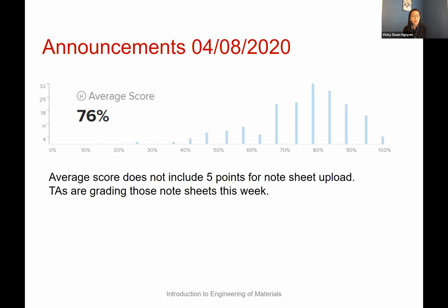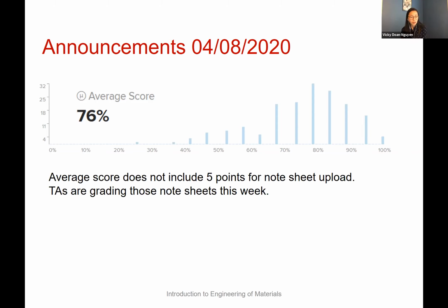I should note that the average score and also the raw scores that you see here are just from the exam. So they don't include the 5 points that were allocated for the note sheet upload. And your TAs are going over those note sheets and they'll be grading them. And so if you haven't seen this reflected on Carmen grades, that is the reason why. By the end of this week, that should all be completed and you'll see the 5 out of 5 if you've uploaded a note sheet. And if you didn't upload a note sheet, then you would have marked that and that would also count as well.